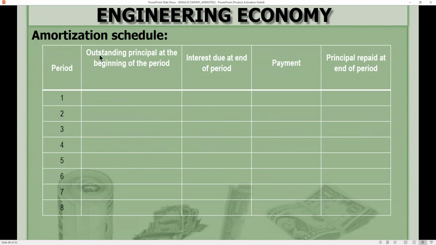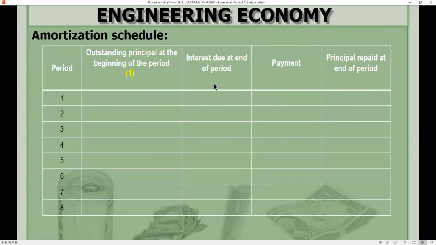Okay. So, for the amortization schedule, let's have this table. This is for the period. The next column is the outstanding balance at the beginning of the period. The next is interest due at the end of the period. And then quarterly payment or the annuity. And then principal repaid at the end of the period. So, this is the amount deducted from the principal to determine the balance for the succeeding periods.